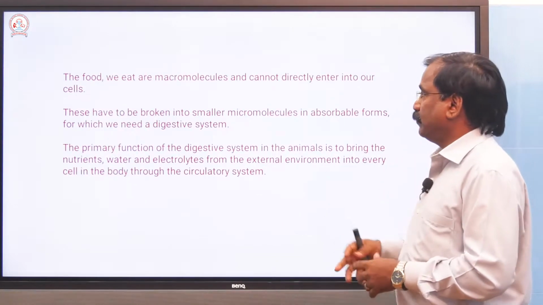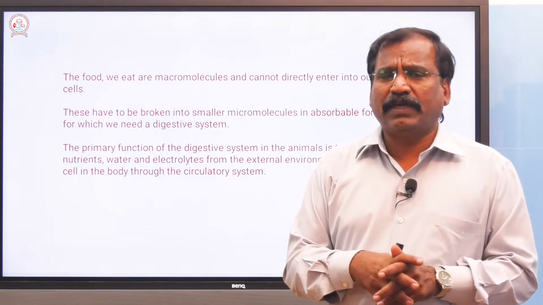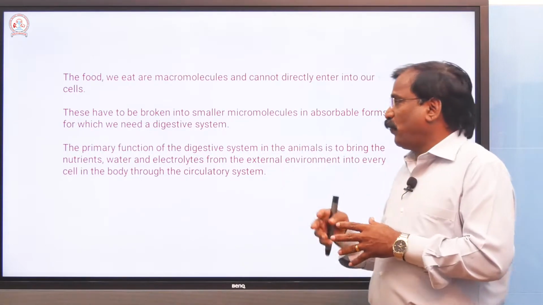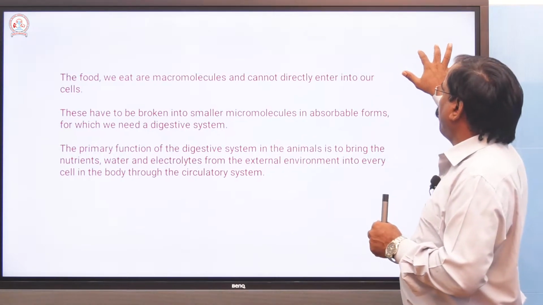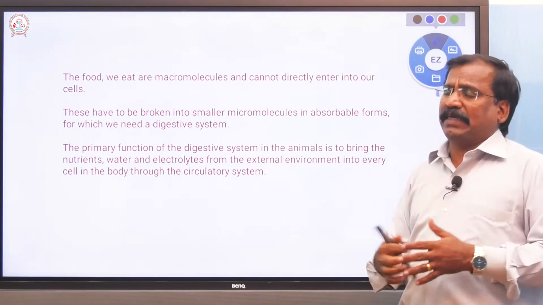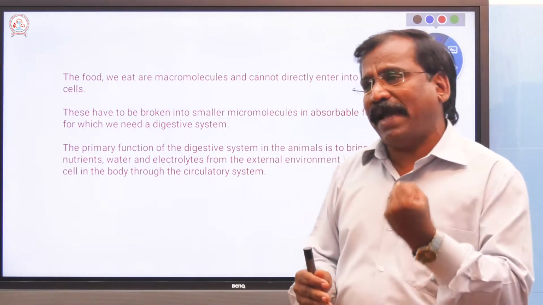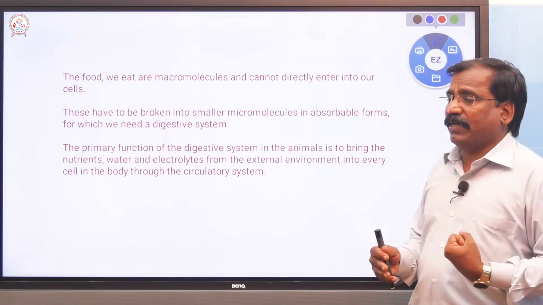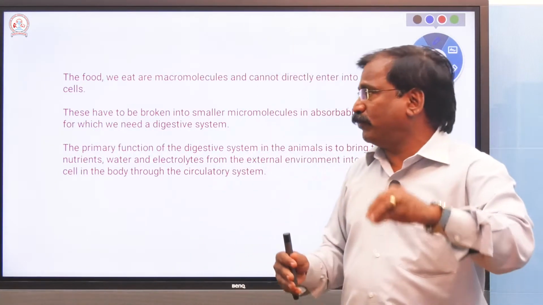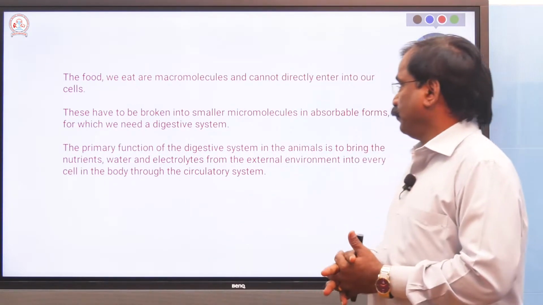That is what we discussed. And the food we eat contains components which are in complex form, that is, chemically and physically larger. So, our body cannot absorb these macromolecules directly. These macromolecules should be broken into small pieces. That process is called digestion.